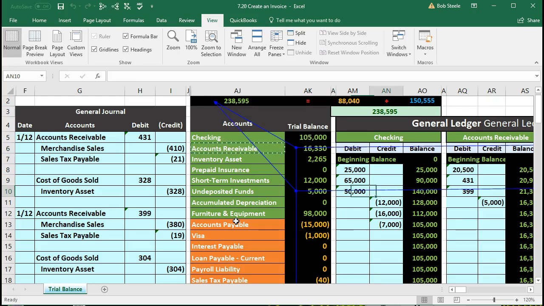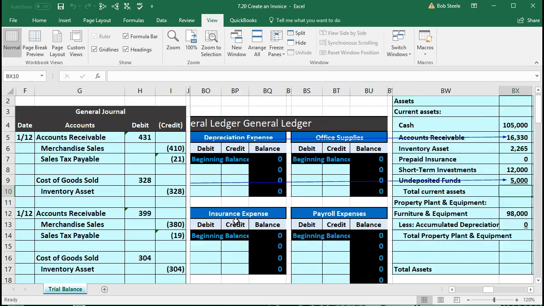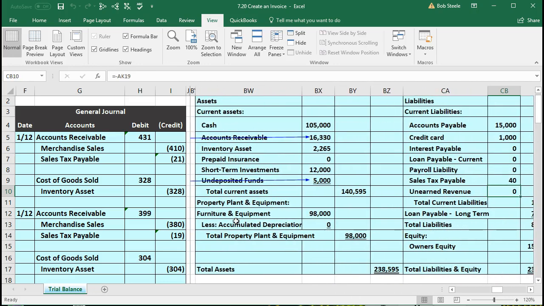So I'm going to scroll back over here all the way over to the financials. And here are the financial statements. Now note the undeposited funds are broken out here. Probably should be included in the cash account rather than a separate account for undeposited funds. But just to show that second account, it's right there.